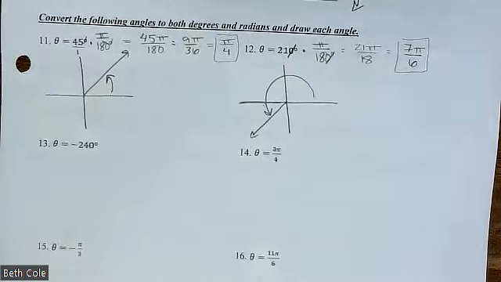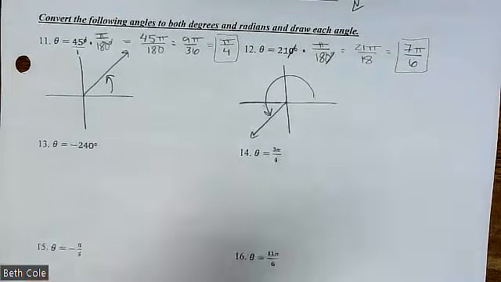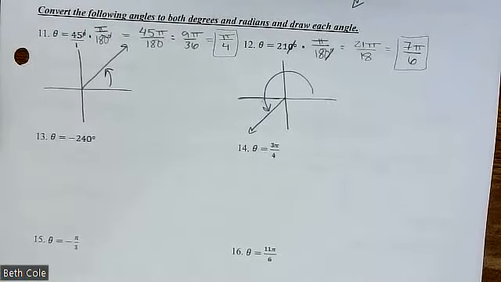Yeah, the zeros canceled out. So we got 21 over 18, and then we just reduced it. So actually, I think these ones down here, I'm not going to convert them back to degrees. I want you to start to leave everything in radians.